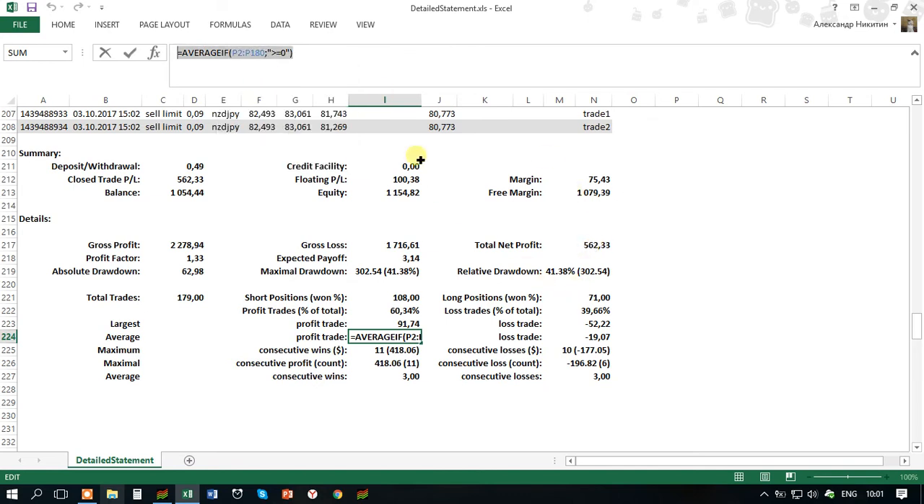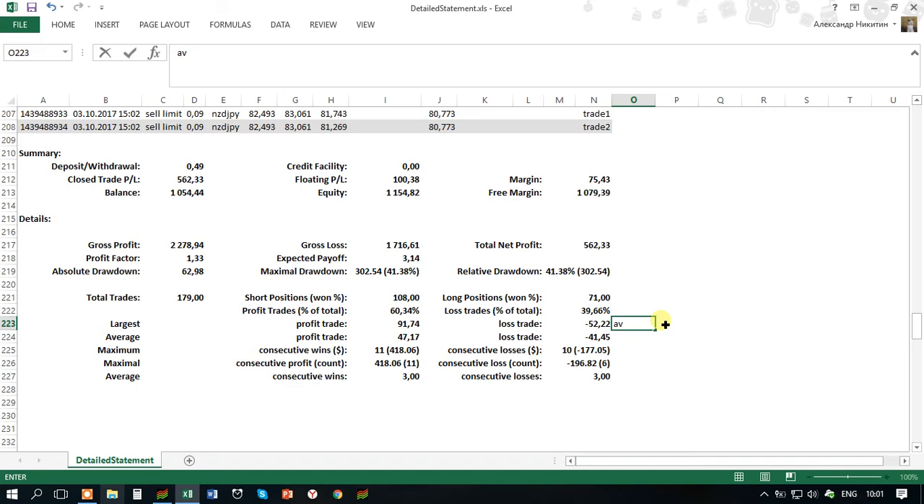Copy. Go here. Paste it. Average loss should be what? It should be less than 0. That's it. Pretty simple. It is 41. 47 is average winner, 47 pips. 41 is average loser. Okay, that's good.